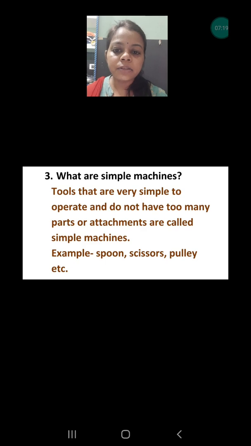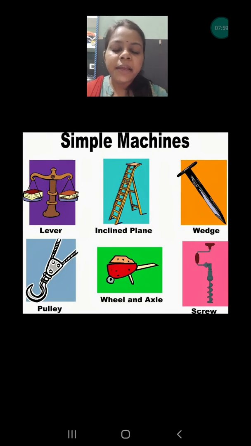Let's see the answer. Tools that are very simple to operate and do not have too many parts or attachments are called simple machines. The spoon does not have any attachment. The spoon is only one part in the whole body. And the fork that we use, the knife, these all do not have any attachment. These are all only one object, and these make our work easier. With the help of a knife, we chop our food very nicely. With the help of a spoon, we can drink soup, and we can eat a lot of types of food very easily. So these are all simple machines. Here you can see there are different types of simple machines, but you don't have to write the types. I am only sharing them to remind you.